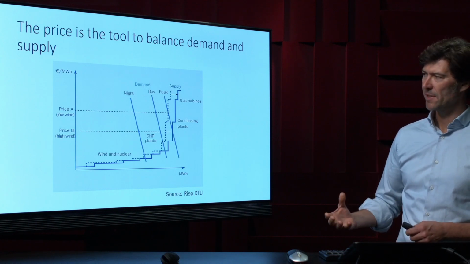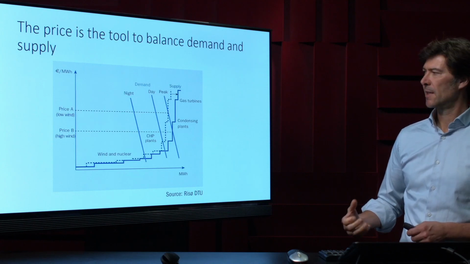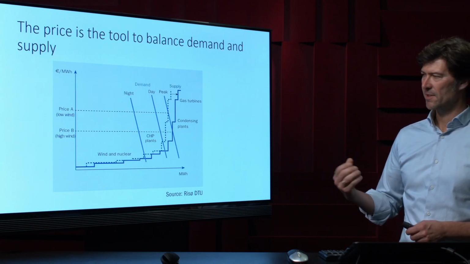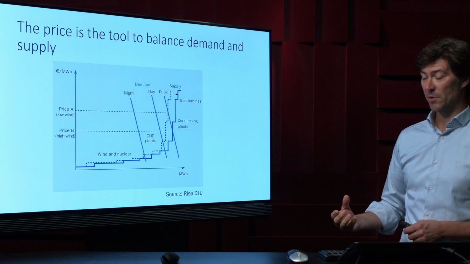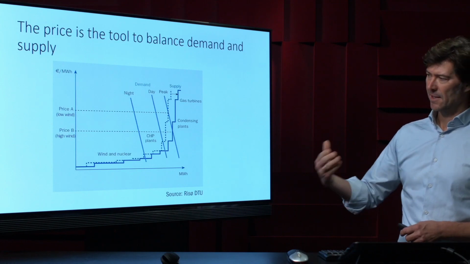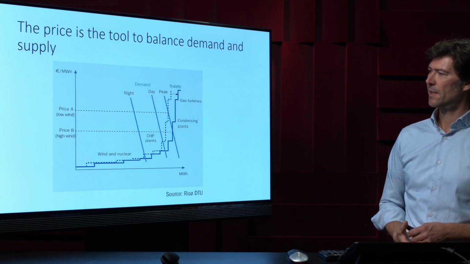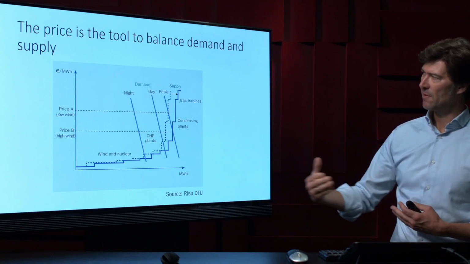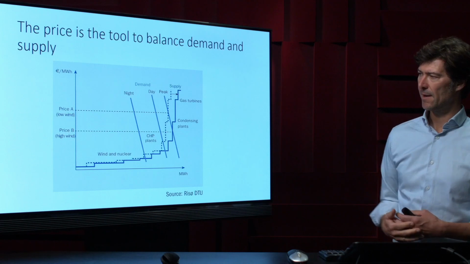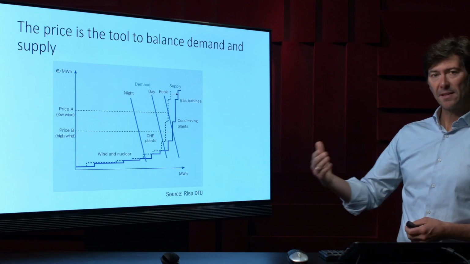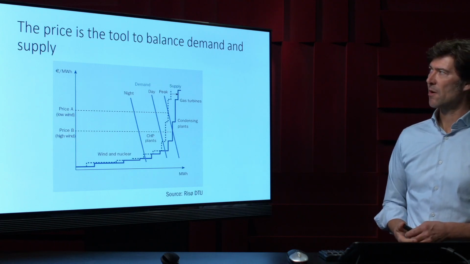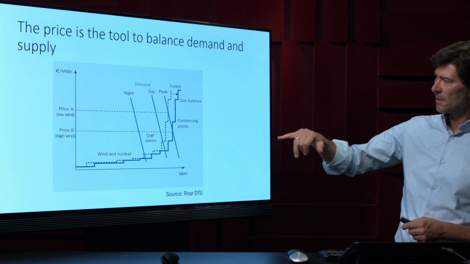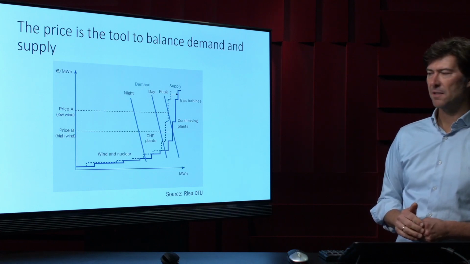We do have batteries, but the cost of a battery in terms of storage capacity is very expensive, and we do not have batteries that can, let's say, create a balance in or smooth out the demand over a day. So we need the price as an alternative to storage to create the balance, and that is what is illustrated in this figure.